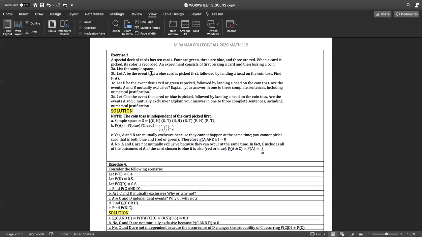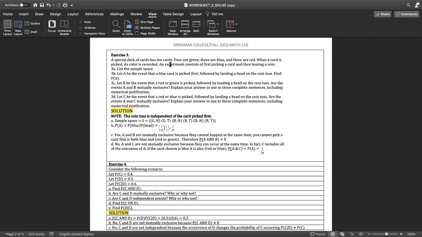It's a special deck. It has 10 cards. And so this special deck has 4 green cards, 3 blue cards, and 3 red cards. Okay? 4 plus 3 plus 3 is 10. So this 10-card deck has these 3 different types, these 3 different colors of cards. When a card is picked, again, we're assuming random selection. Each of the 10 cards has an equal likelihood of being drawn, okay? We look at its color after it's picked.